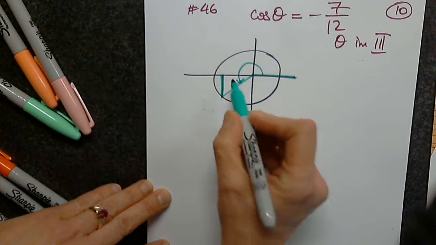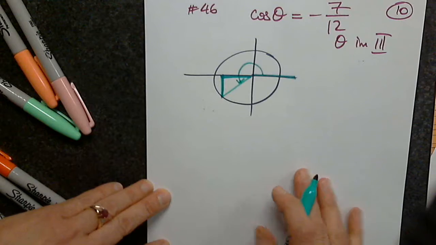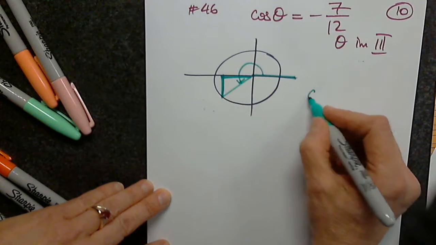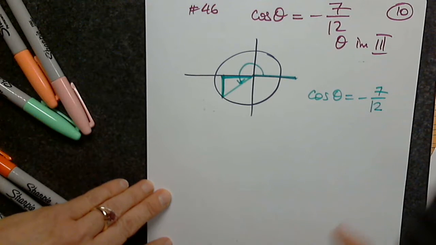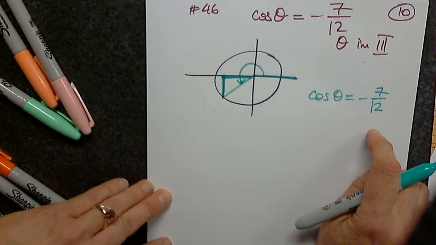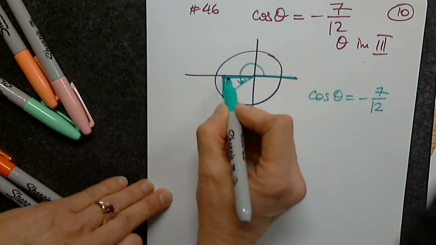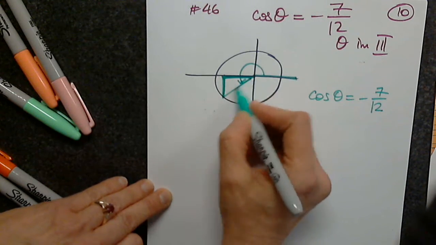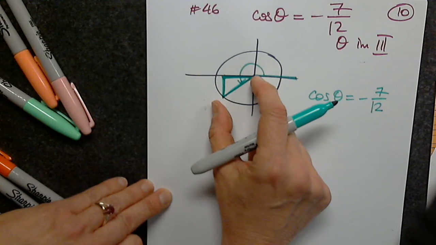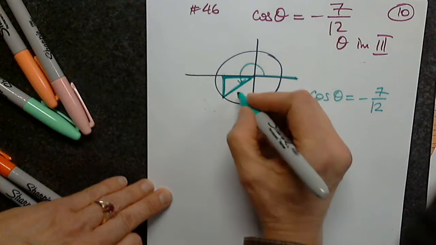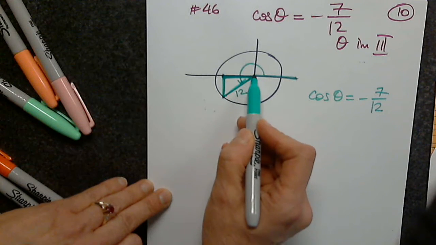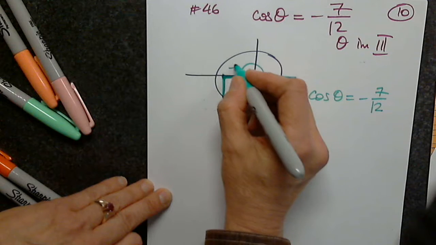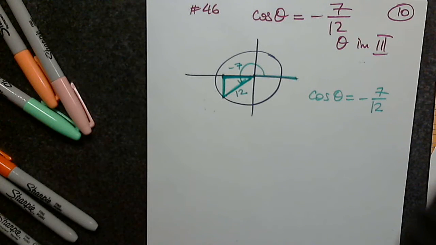And cosine theta equals -7/12 means which piece is negative? One more time, cosine is this over this. This cannot be negative. So this must be the 12. And what will this piece be between this point and the origin? That is the -7, indeed.